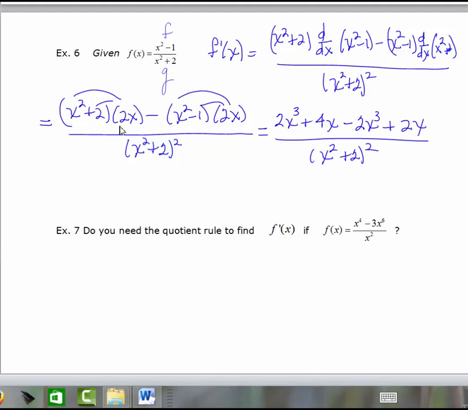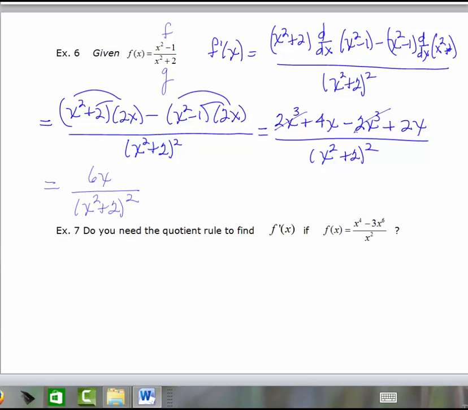So distributing the numerator, I can cancel out the 2x cubes. When I combine like terms, I get 6x all over x squared plus 2 squared. So you can see that the quotient rule is definitely a little more complicated because of the algebra involved.